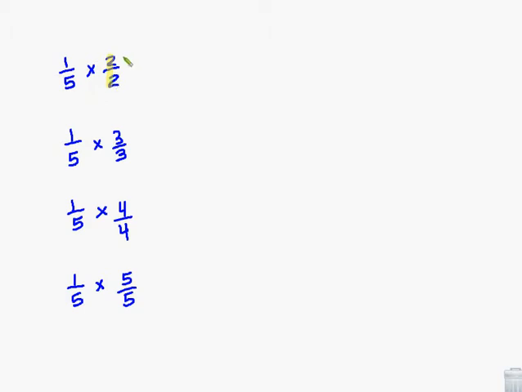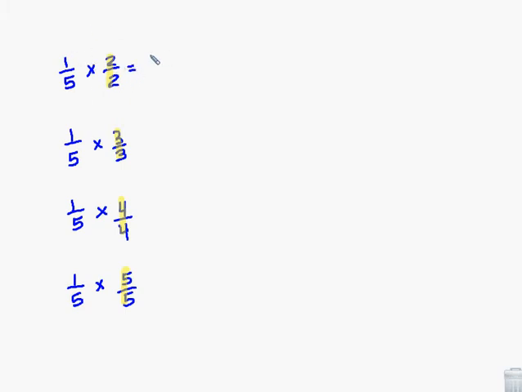The value doesn't change. So we can find equivalent fractions by multiplying by 2 over 2, or 3 over 3, or 4 over 4, or 5 over 5, or any number as long as the numerator and denominator are the same. We can find a fraction equivalent to 1/5 by multiplying by 2 over 2.